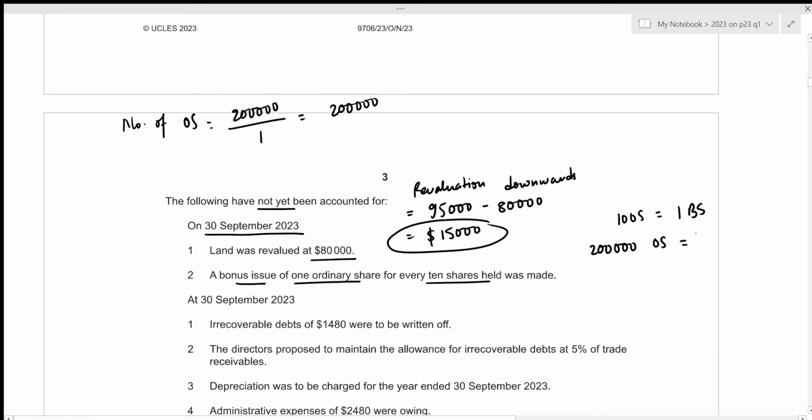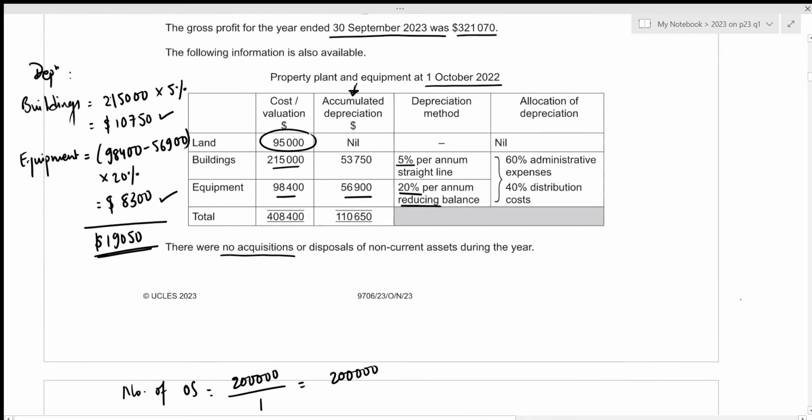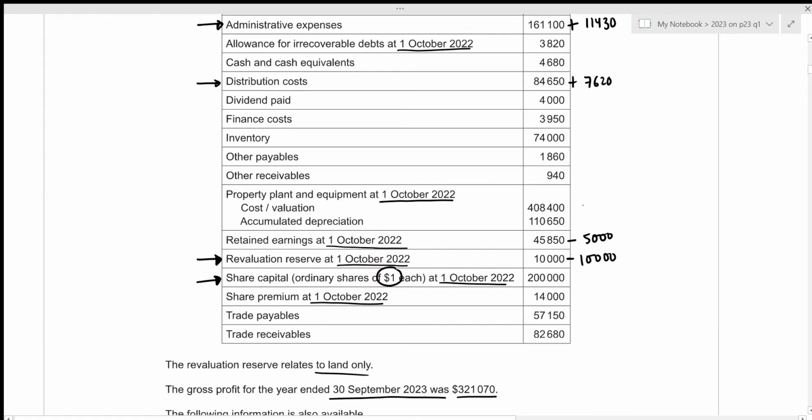For 200,000 ordinary shares, we need to provide 1 by 10 times 200,000 bonus shares, which will be 20,000 bonus shares. And remember that bonus shares should always be issued at the nominal rate, since we are going to fund it by our reserves. So 20,000 will be added to our share capital. You can just remember the format for our statement of changes in equity.